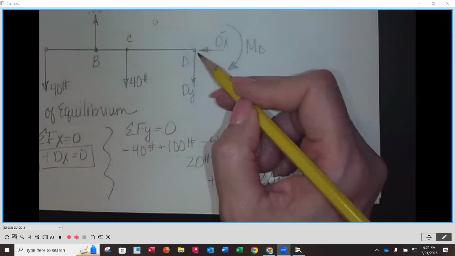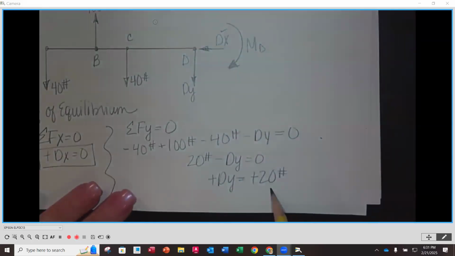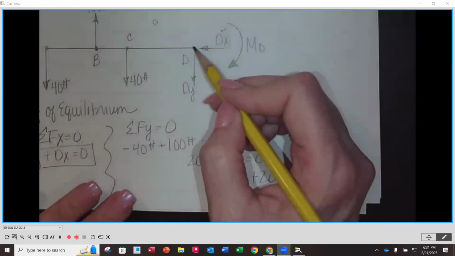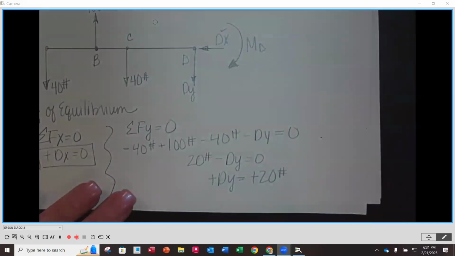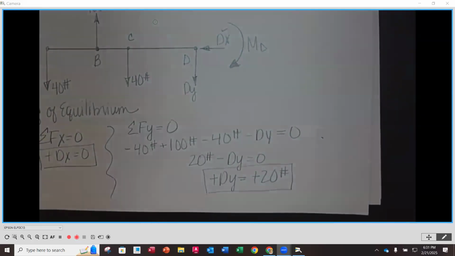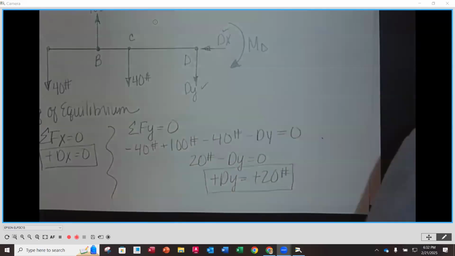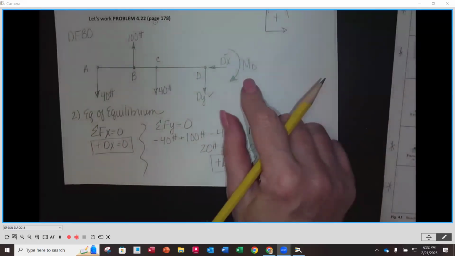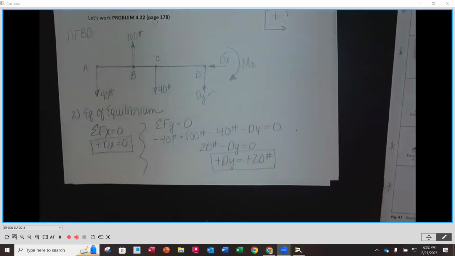If you put the direction going up and you end up with a negative 20, then all you're going to do is change it to a positive number and switch that direction going down. Because you would have ended up with a negative value. You don't have to rewrite anything. But the dy is confirmed because I ended up with a positive value going down. Okay. So dy is done, but I've got one more unknown, and that's the moment at D. So we need to solve for that.